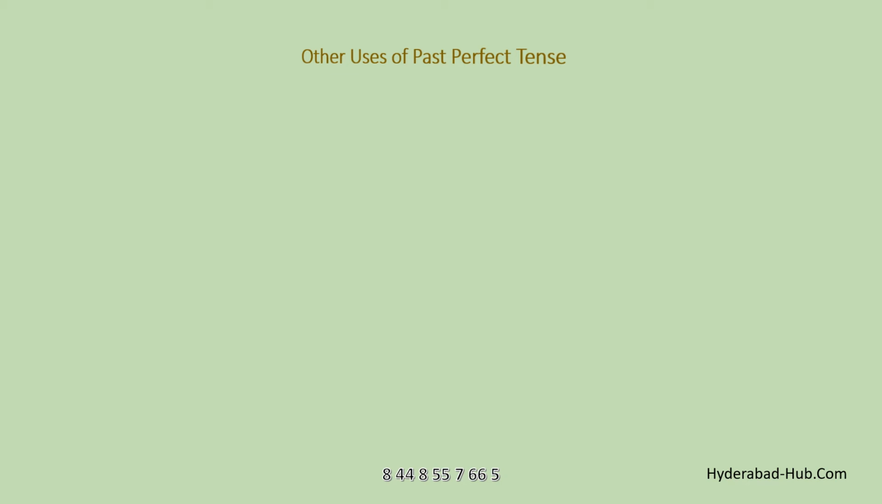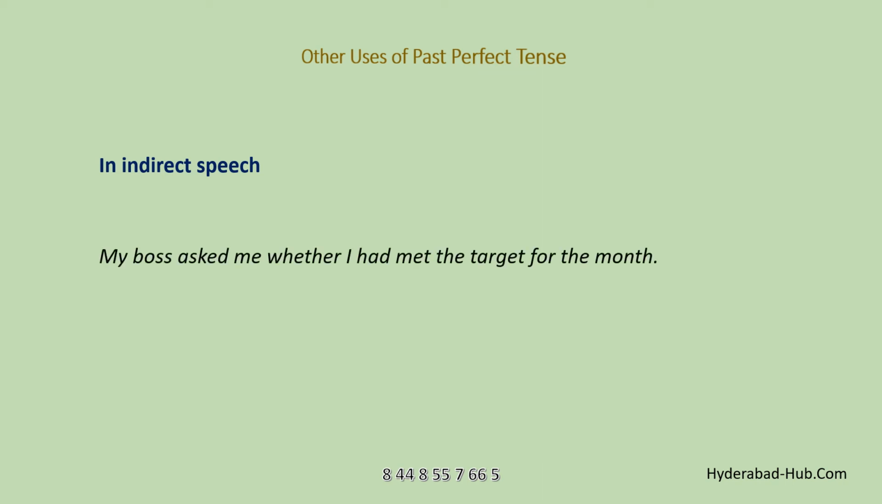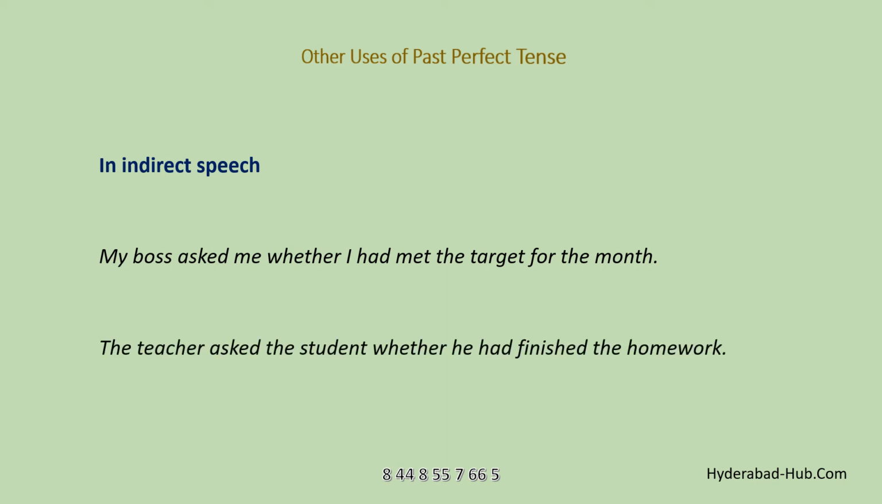Other uses of past perfect tense. The past perfect tense is also used in the indirect speech. Look at this example. My boss asked me whether I had met the target for the month. The teacher asked the student whether he had finished the homework. So in these two sentences also you see a sequence of actions in which the earlier action takes the past perfect tense.